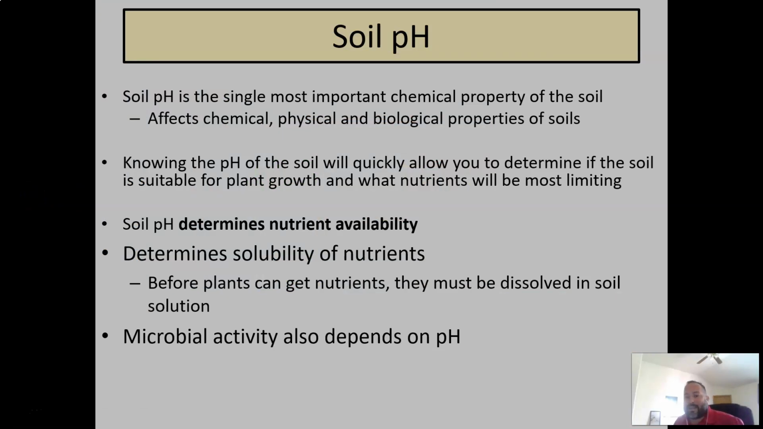Soil pH is the single most important chemical property of the soil because it affects the chemical, physical, and biological properties of the soil. So knowing the pH of the soil will allow you to determine if the soil is suitable for plant growth and what nutrients will be most limiting. And that's really important because we just saw that list of all those different nutrients. So if we're really thinking about, well, what nutrients do we need, or how can I make this better?